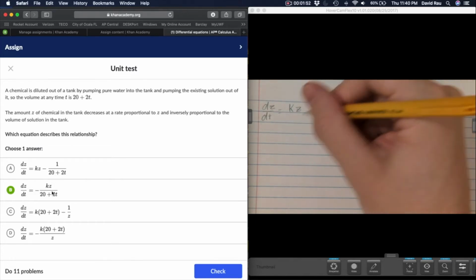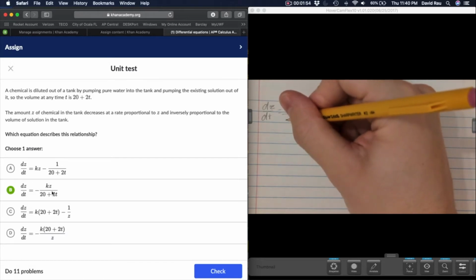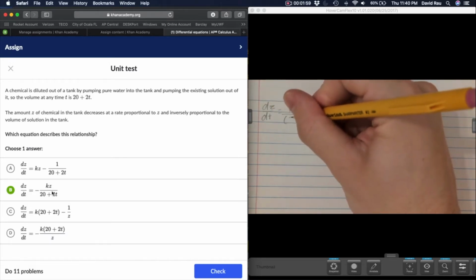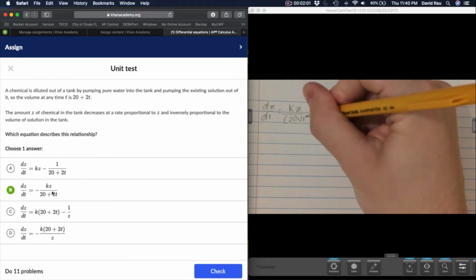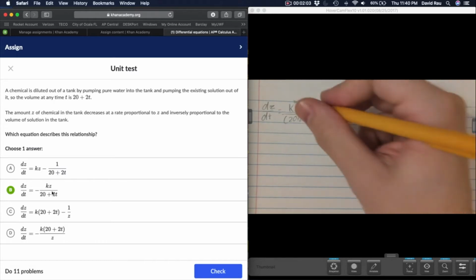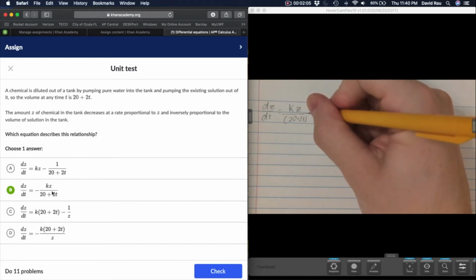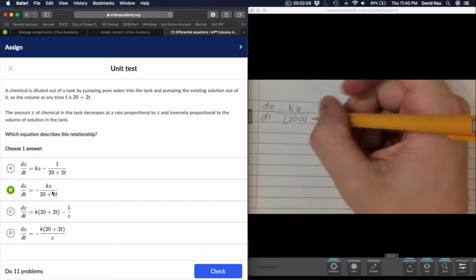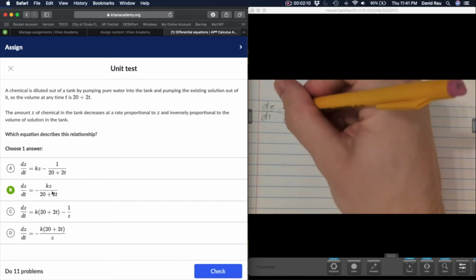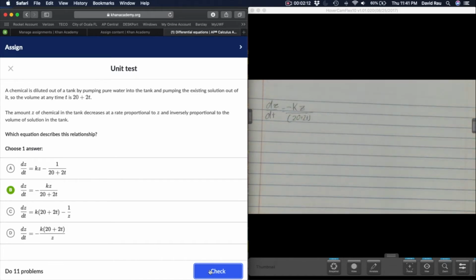inversely proportional to the volume at any time. And they give an equation for volume at any time, which is 20 plus 2t. Inversely means divide by k. Proportional means multiply by k. And the one key here is that it says it's decreasing, so that's why there is a negative out front as well.